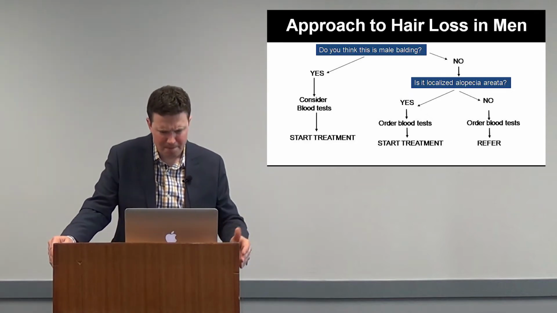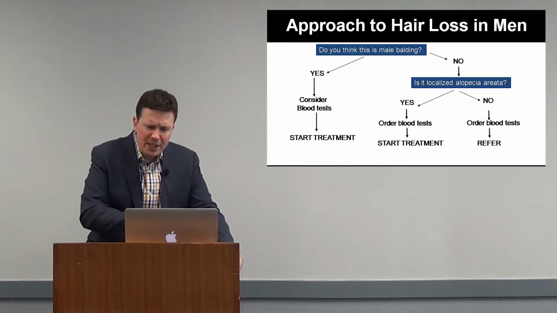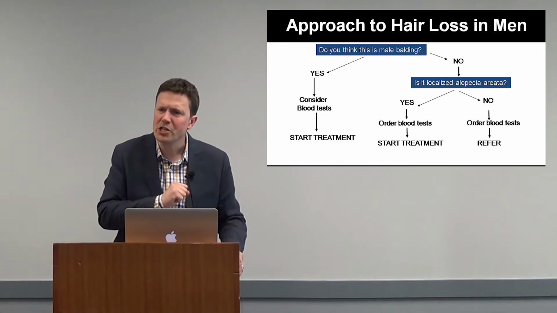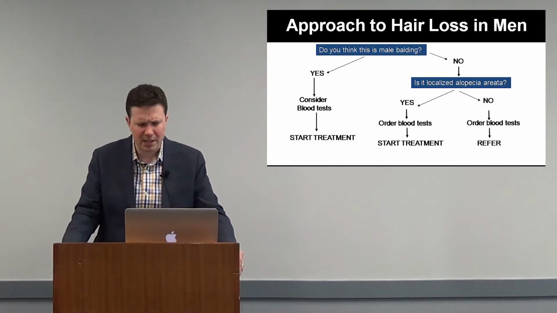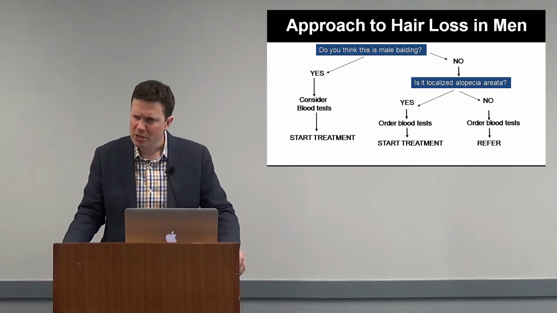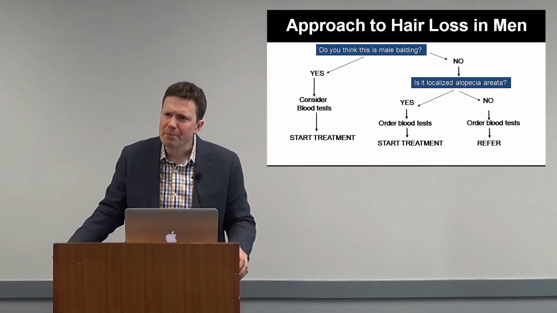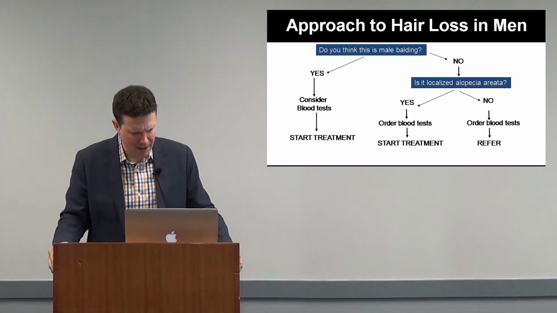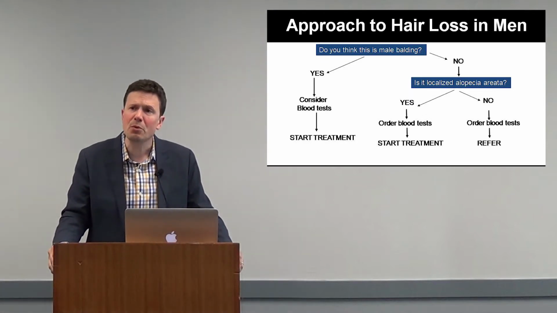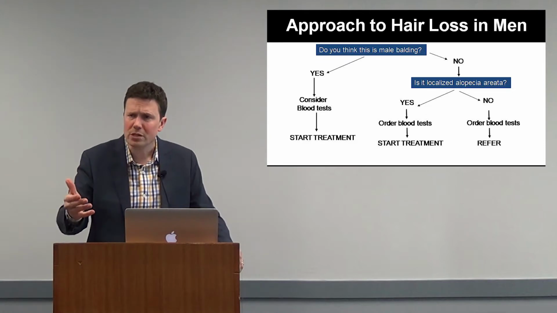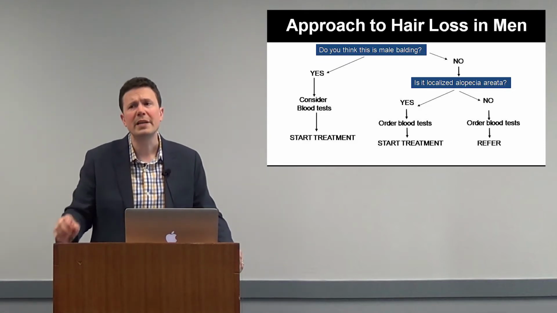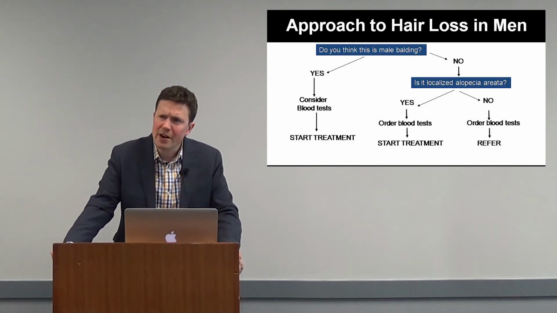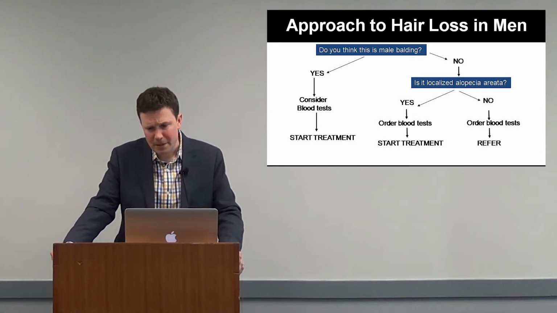And I'd like to encourage you to consider starting treatment with agents such as Minoxidil or Finasteride, or refer them for hair restoration. If you don't think it's male pattern balding, then give consideration to whether you think it's localized alopecia areata. And if you think it's localized alopecia areata, then order some blood tests and start treatment. And I'd like to give you some tools today whereby you can feel confident about starting treatment with agents such as topical steroids, Minoxidil, or beginning steroid injections. And if you don't think it's alopecia areata, then consider referral for treatment.